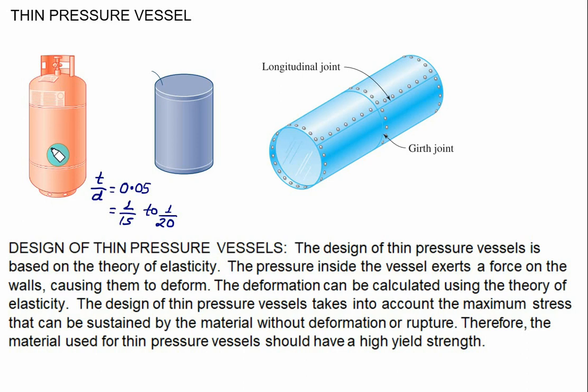Normally two types of stresses will occur. One is called the hoop stress, which is also called the circumferential stress, and the other is the longitudinal stress, that is, along the longitudinal axis, or the axial stress. Therefore the material used for the thin pressure vessel should have a very high yield point. It entirely depends on how much pressure you want to store in the thin pressure vessel.